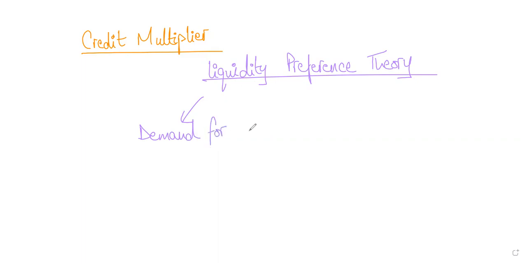According to this theory, demand for money is based on three motives, or three factors. First, the transactional motive, which is the reason why people want to hold cash to make their day-to-day transactions, whatever they want to buy and so on. Then another motive is the precautionary motive, which says that people always carry some extra cash than what they need.